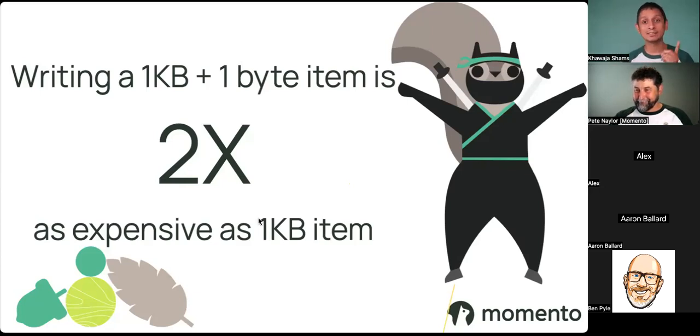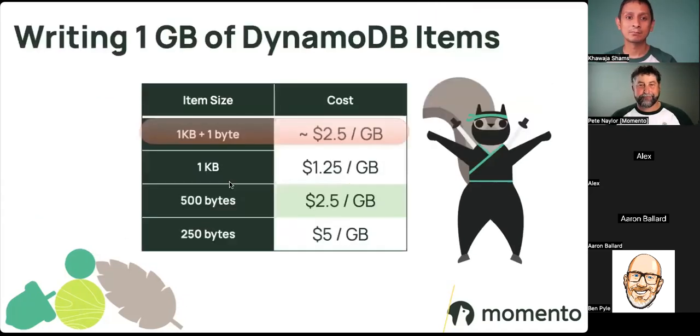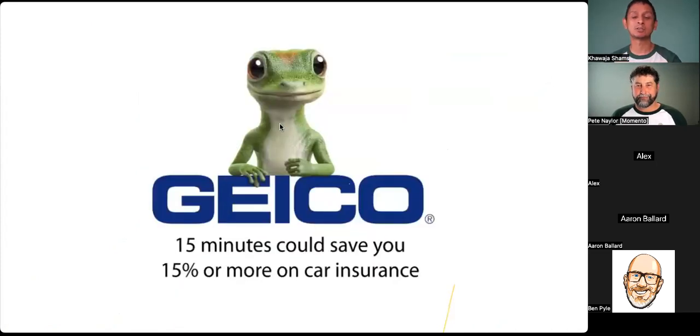So this is where things start to get very interesting, because oftentimes, as your items are getting bigger and bigger, as they cross over from just under that 1 kilobyte to over that 1 kilobyte, your write bill can actually double very quickly. And so just going back to our old chart, 1 kilobyte items are roughly $1.25 a gig. 1 kilobyte plus 1 byte is roughly $2.50 per gig. So you can very quickly see why item sizes start to matter.